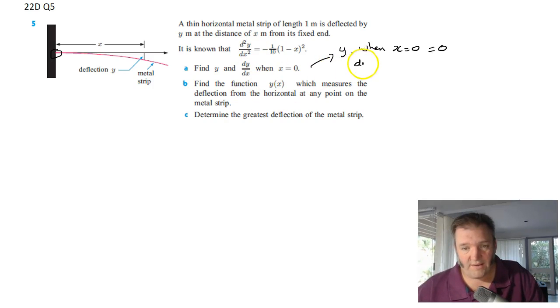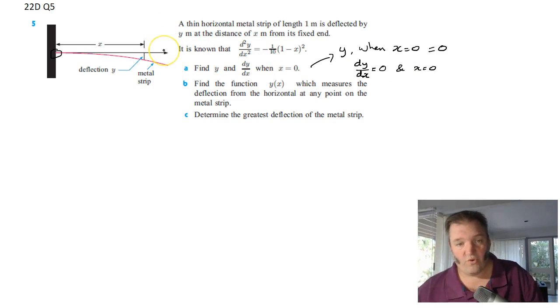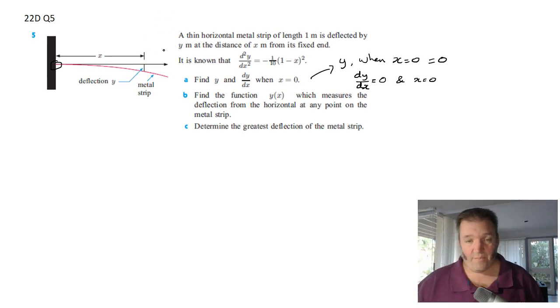Also, dy/dx, at what rate is it changing? Well, at the start there, if I drew a tangent to that curve, it would be horizontal. dy/dx is also going to equal 0 at x equals 0. Later on, it's going to change. You can see it's going to get more negative here, or if I was pushing up, more positive, but there's going to be a deflection. But right at the start point where it's fixed, there's no deflection, and there's no rate of change of deflection. That's the first bit.